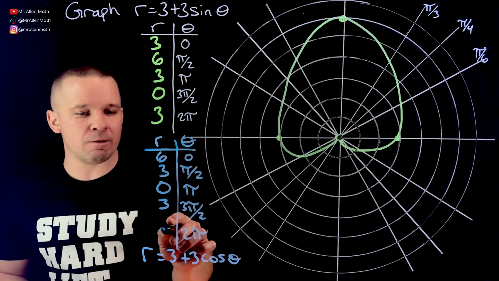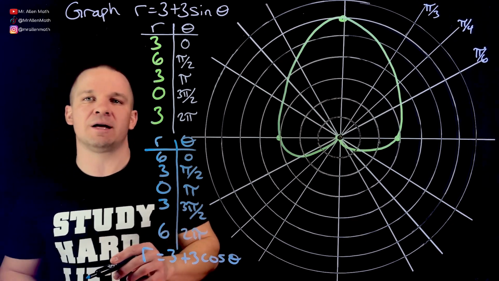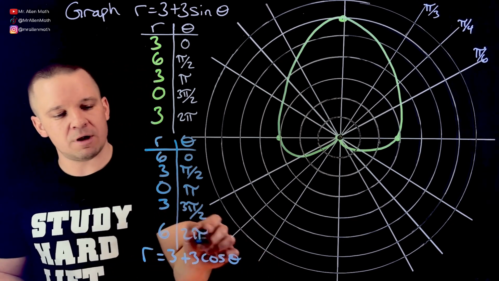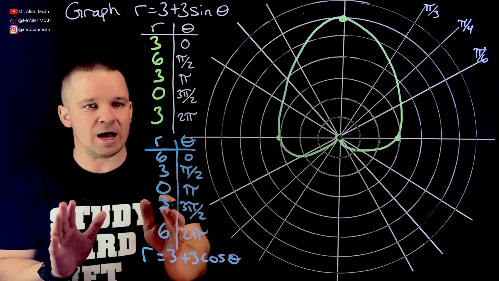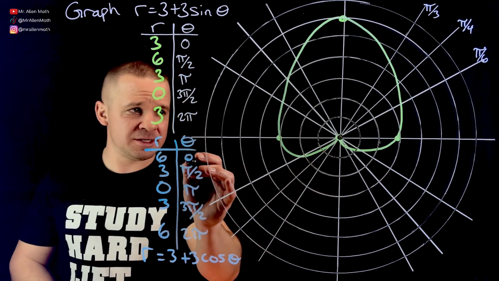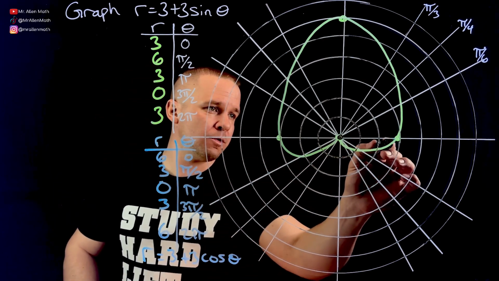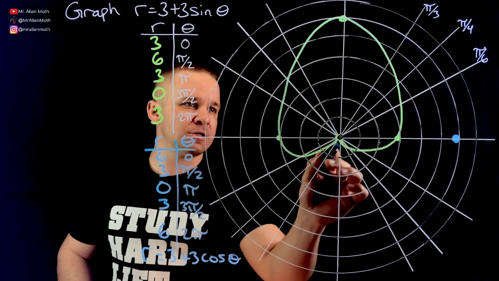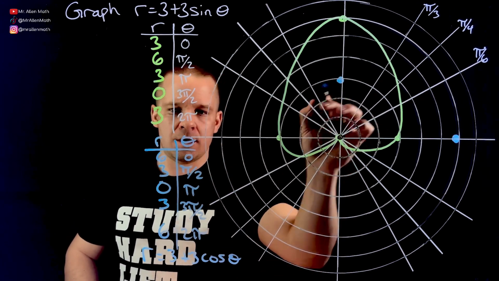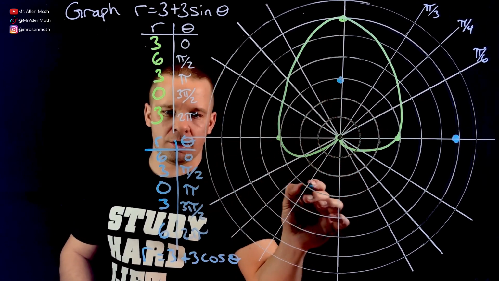And then at 2 pi, we're back over at 6, because at 2 pi, it is equal to 1. 1 times 3 is 3, plus 3 is 6. Let's plot them. All right, that was a whole lot. 6. So at 0, it's going to be 6. 1, 2, 3, 4, 5, 6. And then at pi over 2, it's going to be 3. 1, 2, 3. At pi, it's 0, so we'll be at the origin.